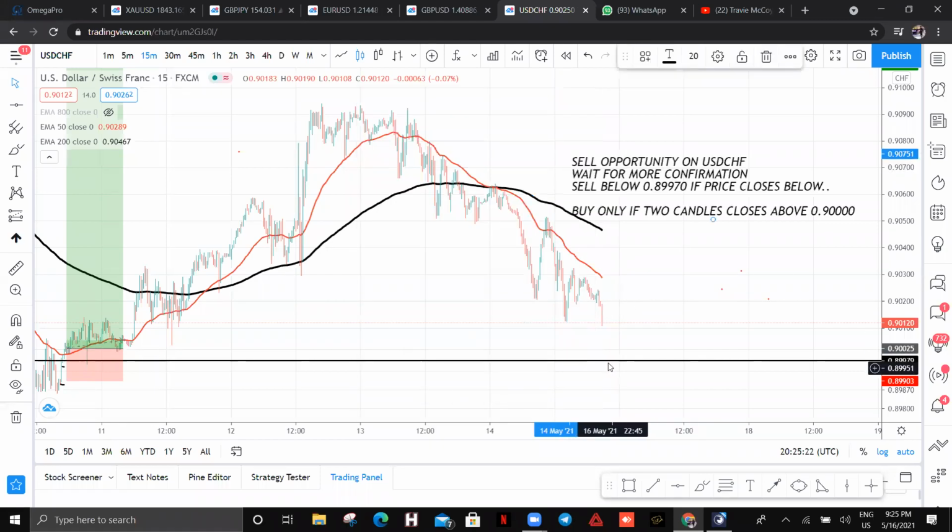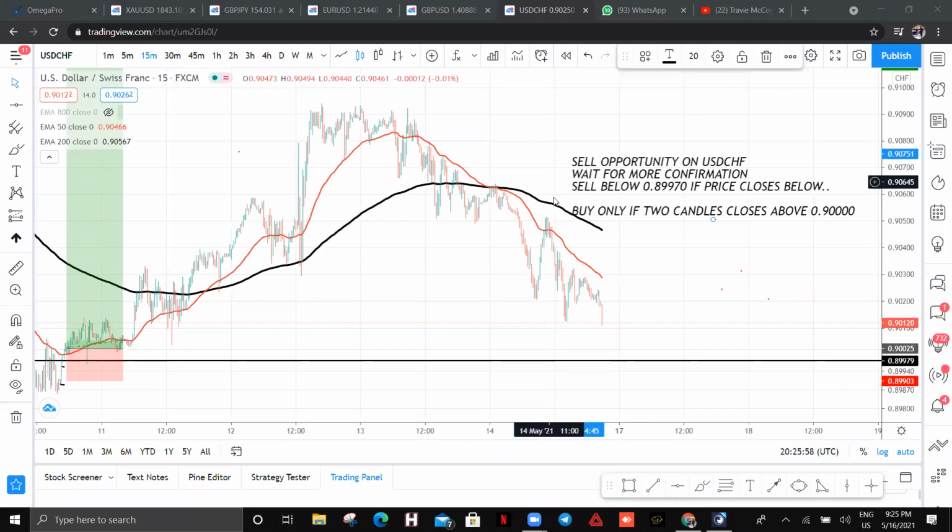So I need price to close below this pivot level before I can continue selling this pair. If not, you look for a buy opportunity. But every indication shows that the trend gives me more sell opportunity than buy opportunity. That is for USD CHF. I'm sure everyone is still following. If there's any question on this, please type in the chat box and I'll answer it. So here, I look for more selling than buying, because there are more indications for me to sell.